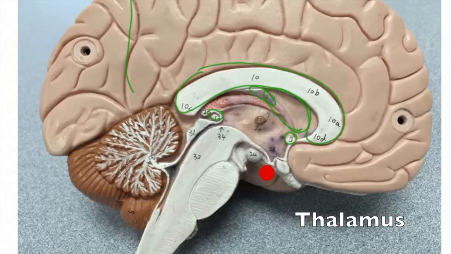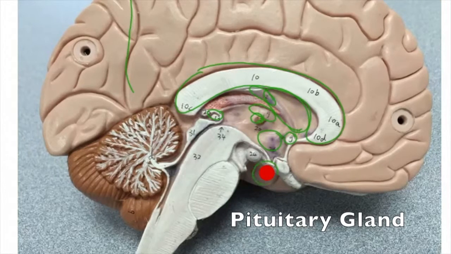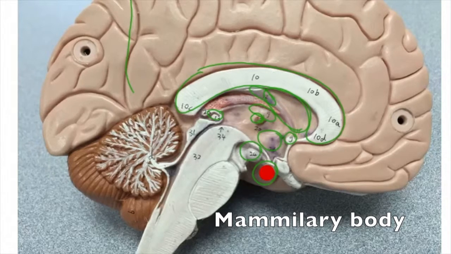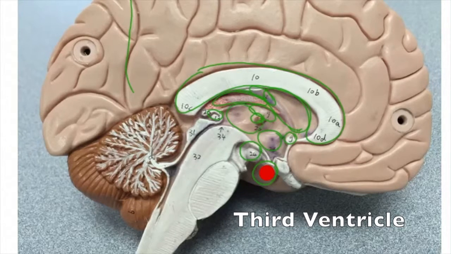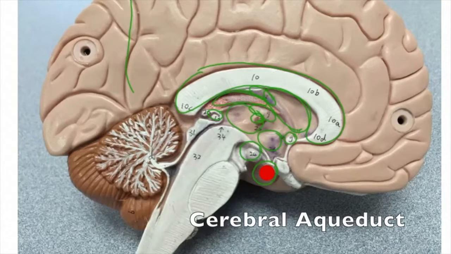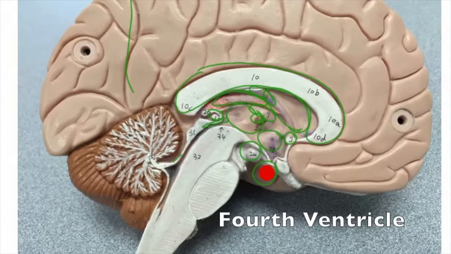You can see the thalamus, the hypothalamus, the pituitary gland, and you can see the left mammillary body. You can also see the choroid plexus. You can see the third ventricle and the aqueduct of the midbrain, which leads to the fourth ventricle.